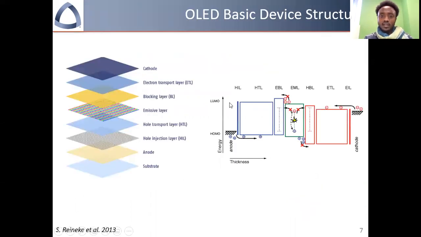Here is a basic layout of an OLED device where you have an electron transport layer and a hole transport layer. You have an electron blocking layer, a hole blocking layer, and you have an emissive layer in which you want your charge carriers to meet and get confined and create excitons that are going to decay down, emitting photons. I'll be focusing on just the morphology of this emissive layer.